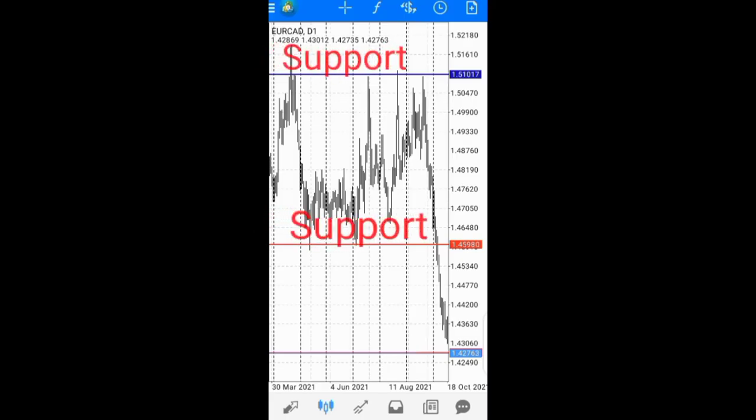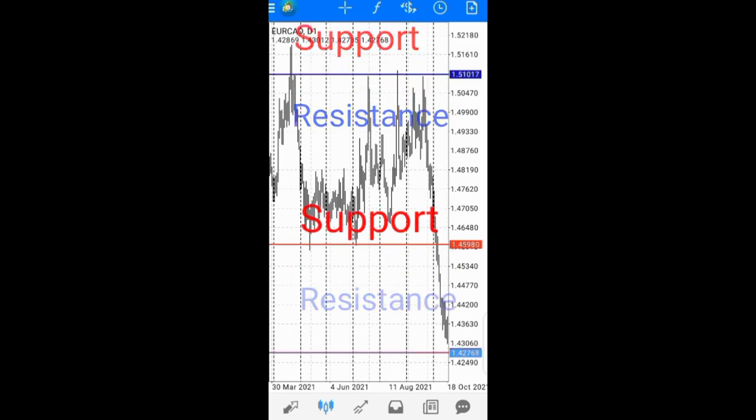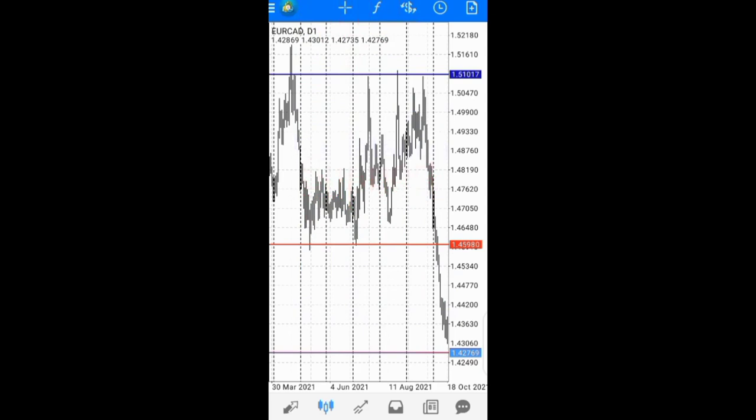The importance of support and resistance in trading cannot be overemphasized. But very unfortunately, most traders don't know how to properly draw the support and resistance. Neither do they understand the price actions around support and resistance and how to trade it. So, in the video today, you will learn 3 secrets of support and resistance.